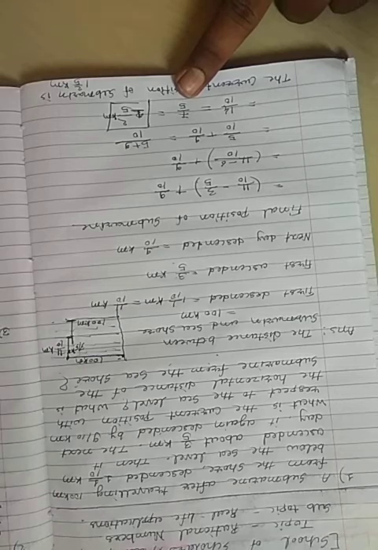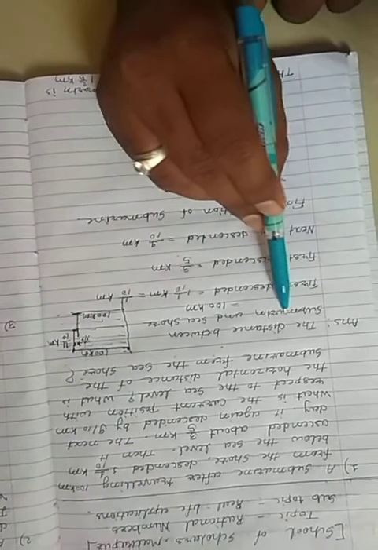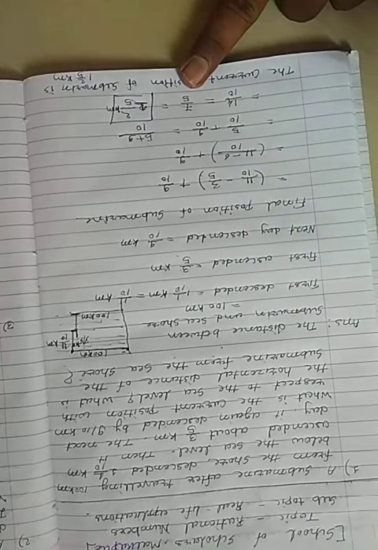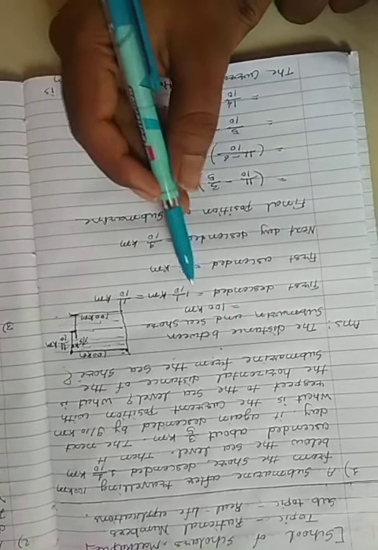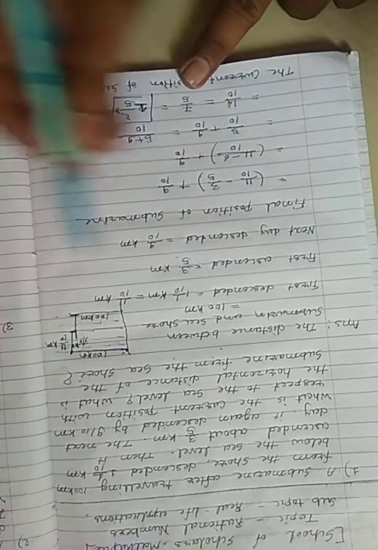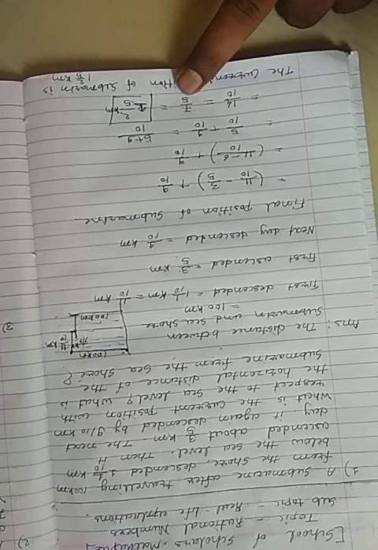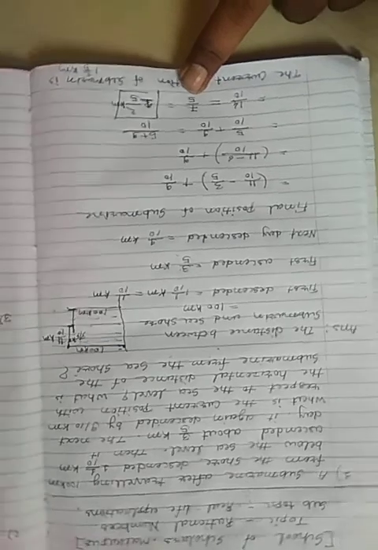And student, the horizontal distance I have mentioned at the beginning only, the distance between submarine and seashore, that is 100 kilometer. It means it is a horizontal distance and it will be constant at both positions. So now student, first question is over. Now we will move forward to the second question.